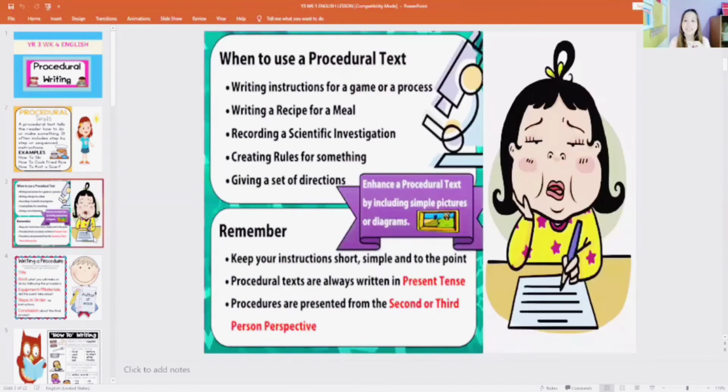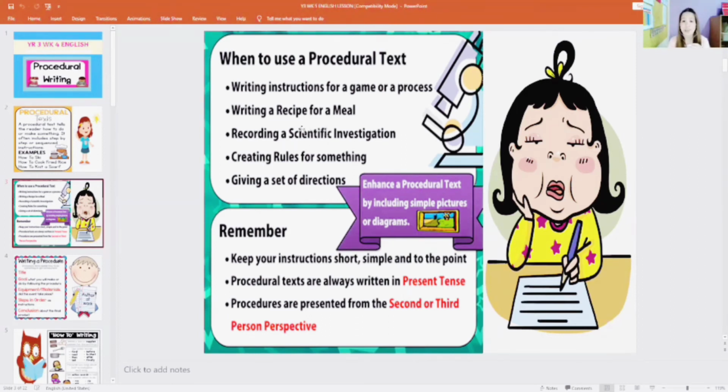Okay. The next slide says when to use a procedural text. Why do we need to do so? It is used to write instructions for a game or a process. So most oftentimes, your teachers give procedural instructions orally, like we are talking to you now, or sharing it by talking about it. But this time, since it's a procedural text or writing, you are just going to write it for others to follow after reading it.